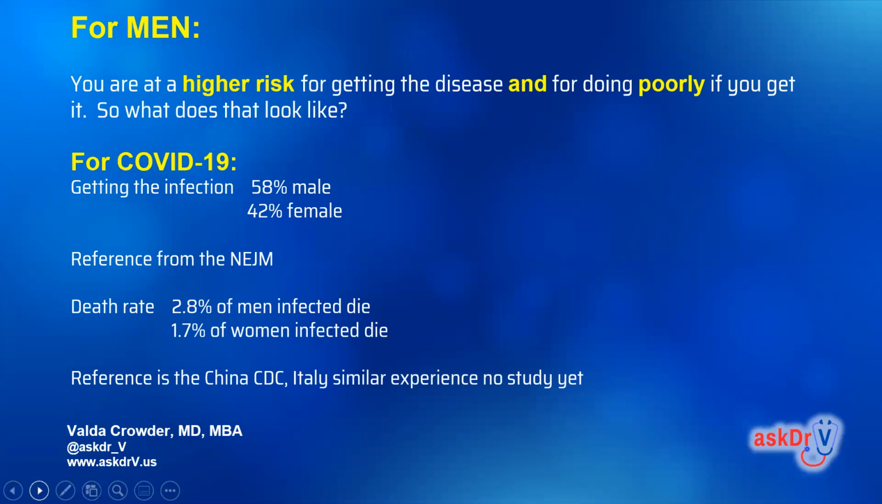For men, this is very, very important. Men are at a higher risk for getting the disease, and once they get the disease, they're at a higher risk for doing poorly. So what does that look like? When you look at the COVID-19 infection, 58% are male, 42% are female. That's from the New England Journal of Medicine. When you look at death rate, 2.8% of men infected die, 1.7% of women infected die. So men have almost a 40% higher mortality. All of this data is from the China Center for Disease Control.